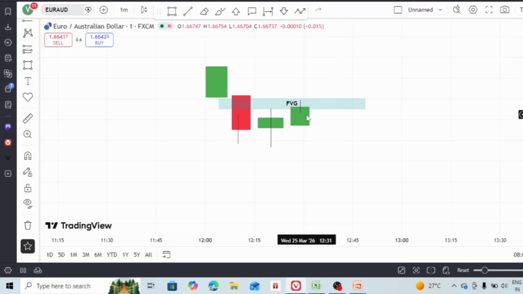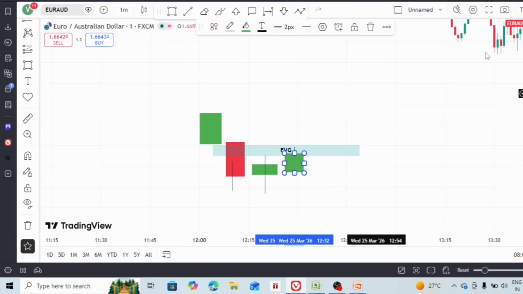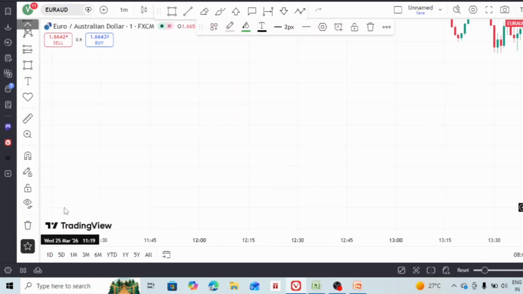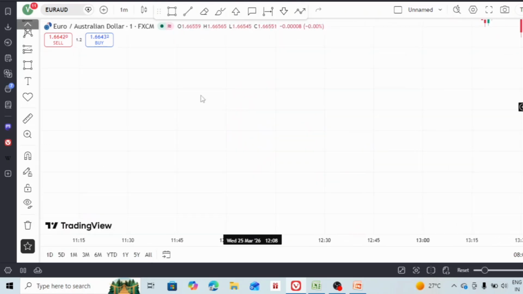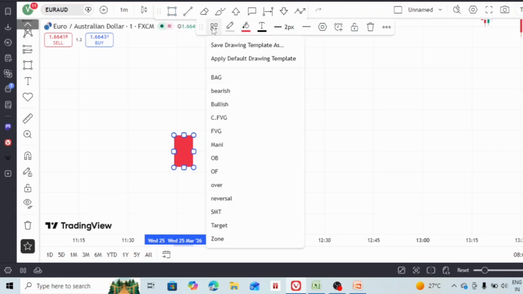And we will also talk about the inverse fair value gap. What is an inverse fair value gap? Let's just delete this one and I will give you another example. An inverse fair value gap means a fair value gap that did not work, that failed. I hope you understand. And then it flips and becomes the support or resistance.